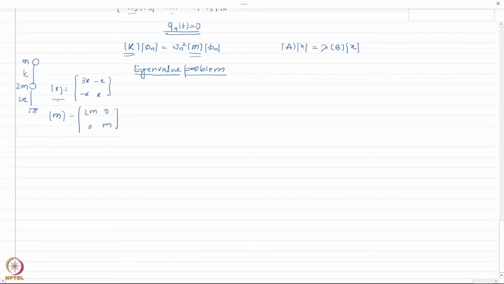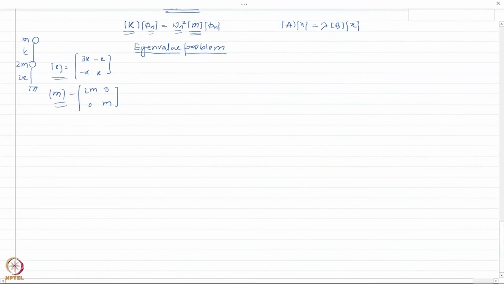We saw how to get these matrices. In general, if the structural properties are given, my K matrix is known to me and my M matrix is known to me. The unknown parameters are actually omega n square and the mode shape phi n. Through this eigenvalue problem, we are going to solve for these unknown parameters.